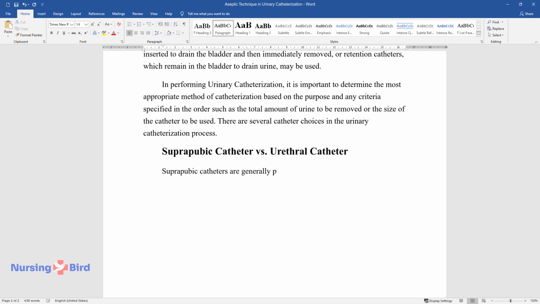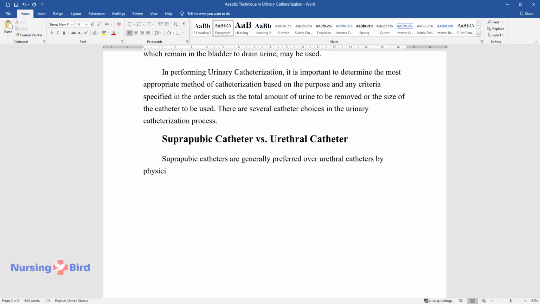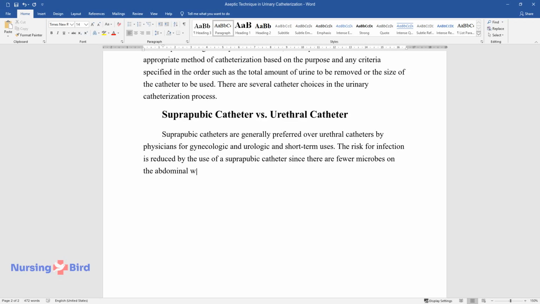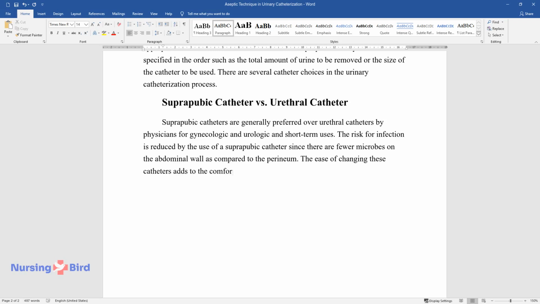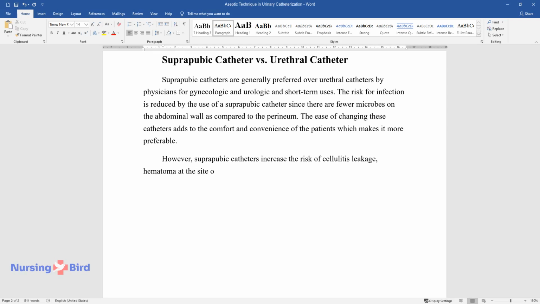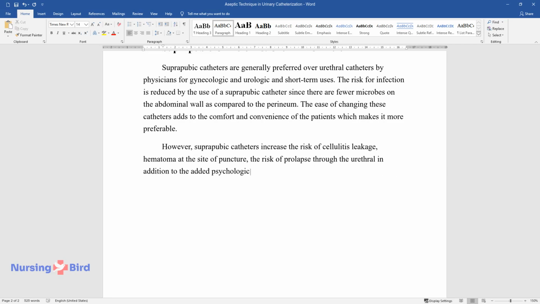Suprapubic catheters are generally preferred over urethral catheters by physicians for gynecologic and urologic and short-term uses. The risk for infection is reduced by the use of a suprapubic catheter since there are fewer microbes on the abdominal wall as compared to the perineum. The ease of changing these catheters adds to the comfort and convenience of the patients, which makes it more preferable. However, suprapubic catheters increase the risk of cellulitis, leakage, hematoma at the site of puncture, and the risk of prolapse through the urethra, in addition to the added psychological barrier of insertion of the catheter through the abdominal wall.